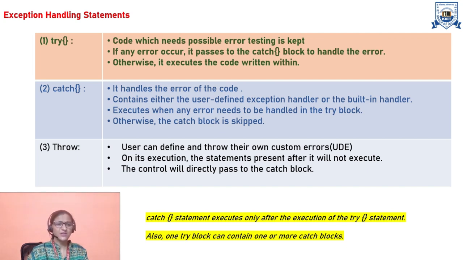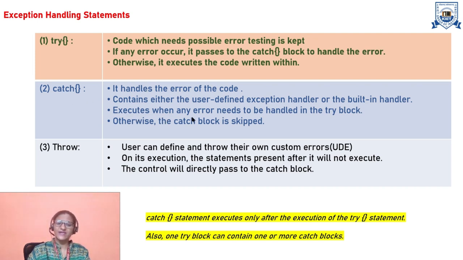If there is no exception or error in the statements kept in the try, then it executes the code normally. But if any error is found, it will pass it to the catch. Now, what is the job of the catch? It handles the error of the code which is passed by the try. It contains either a user-defined exception handler or we can use a built-in handler. We can create our own exception. It executes this catch block.